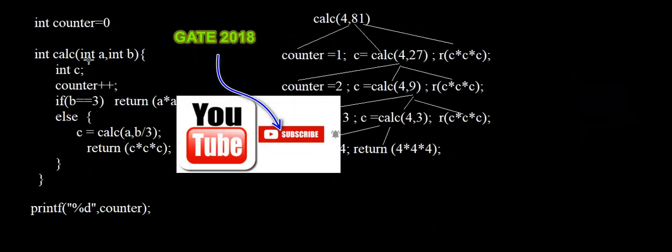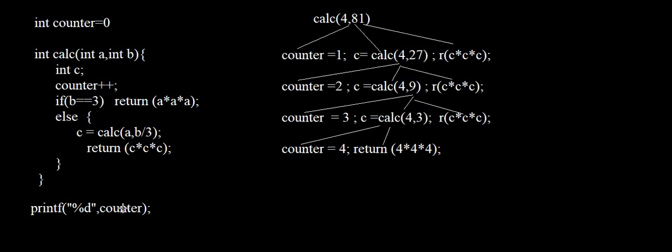Now let's see this question. We need to print the counter value after executing this code. So in the question it was given that you need to figure out the value of counter by executing this code. Calc 4, 81. Now see this. Now come to the calc code. A equals 4 and B equals 81.